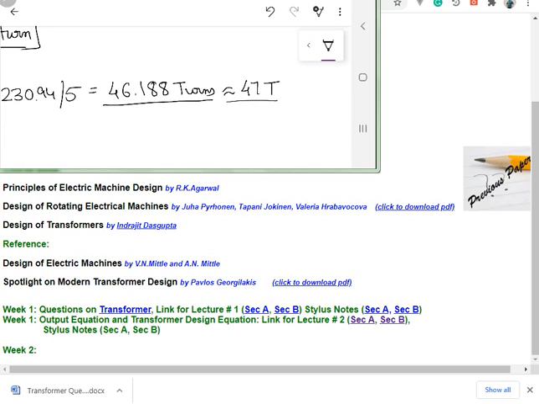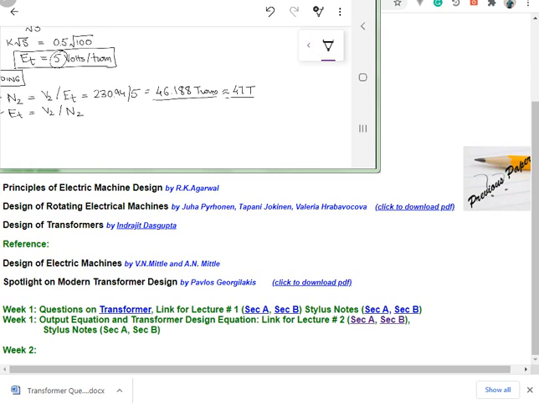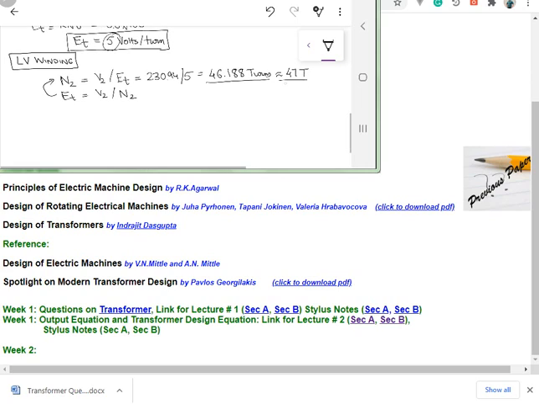So this means I have 47 turns on the low voltage side. Now based on these 47 turns, can you find out the actual ET? Because you have approximated the number of turns, you have to find out ET actual, and that ET actual will be equal to 230.94 divided by 47. 4 point, exactly 4.9. Please, this is a design course, don't miss the digits after the decimal point. 4.913. So this is volts per turn.